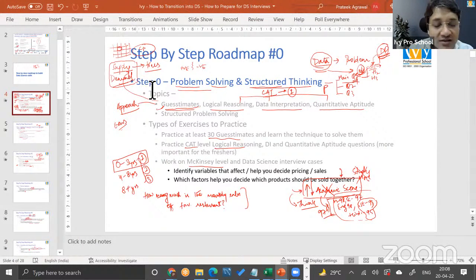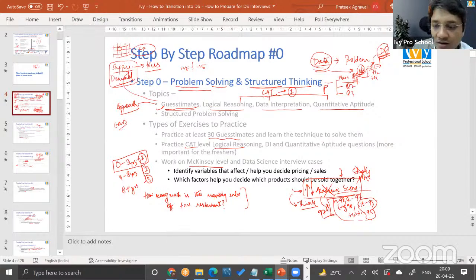The first step, the 0 step that we spoke about, is problem solving and structured thinking. Here we spoke about the importance of knowing guesstimates and also the importance of working on case studies, especially if you are in the 0 to 3 year experience bracket. Guesstimates, logical reasoning, data interpretation, quant aptitude become very, very important. And remember, you cannot answer these kinds of questions unless you have practiced them, right? And then some McKinsey level case studies or data science interview case studies, where the interviewer would focus more on the approach of solving a given problem.